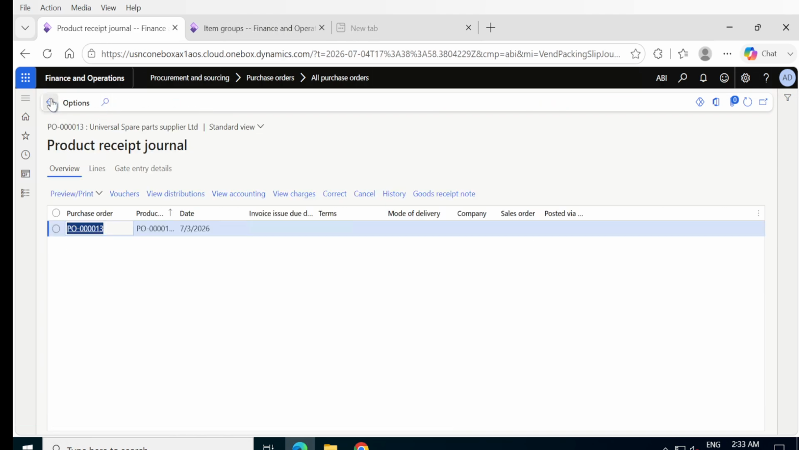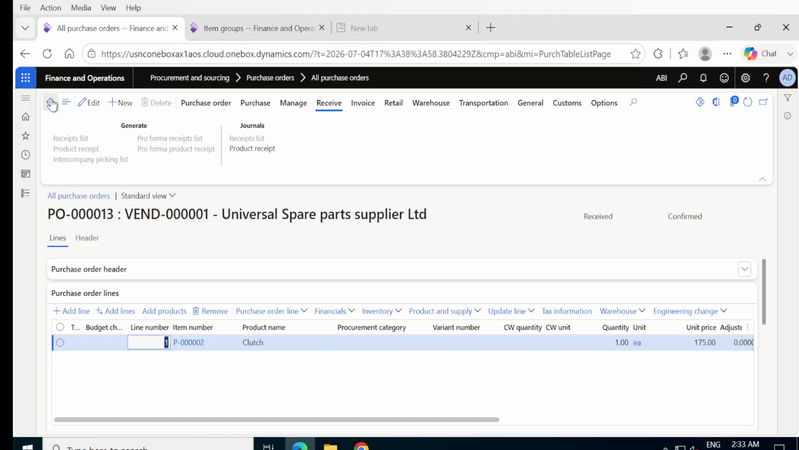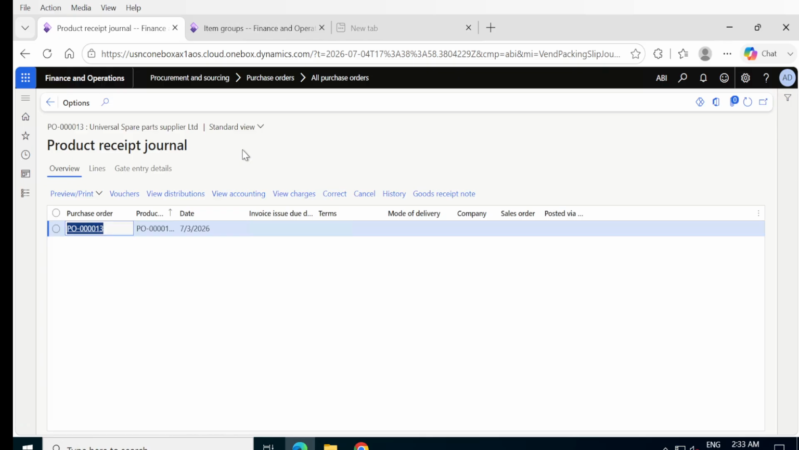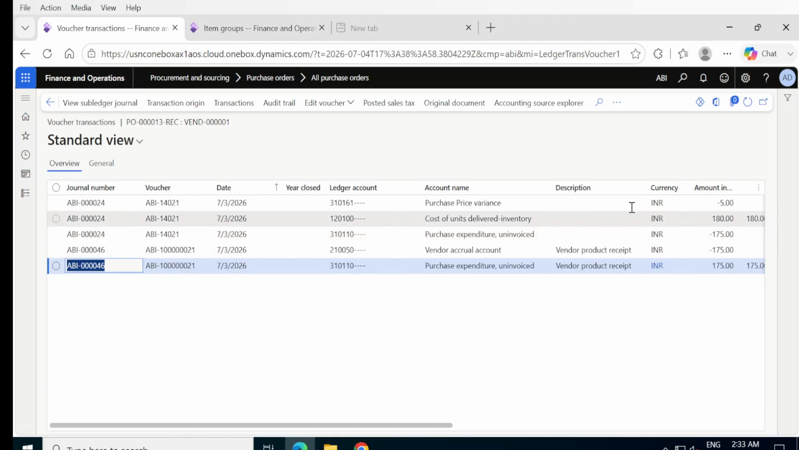You look at this, this is the purchase line item, and 175 bucks got picked up from this unit price column. So that's the reason these three accounts got posted.